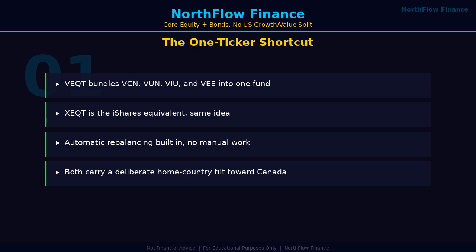Now, if managing four separate tickers and rebalancing them yourself sounds like more work than you want, there's a shortcut. All-in-one funds like VEQT, or its iShares counterpart XEQT, bundle these four building blocks into a single ticker, and they automatically rebalance over time for you. One thing worth flagging though: these all-in-one funds typically tilt more heavily toward Canada than pure global market cap weighting would suggest. That's a deliberate design choice by the fund providers, not an oversight, so go in with your eyes open about that home country bias.